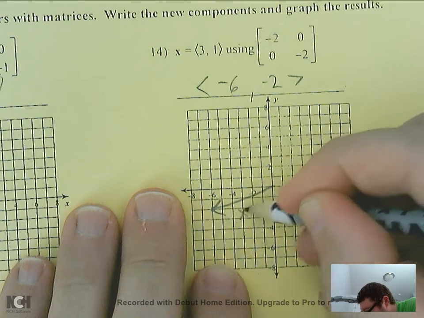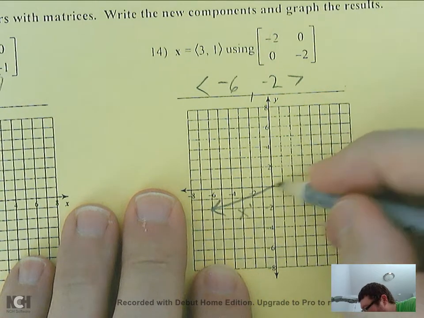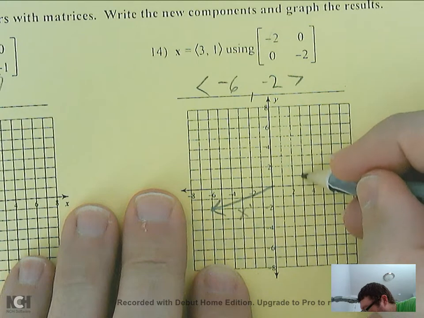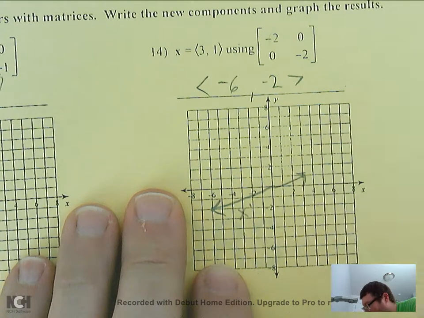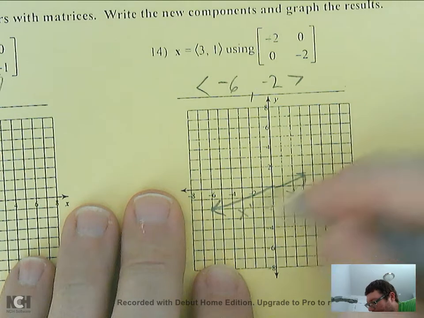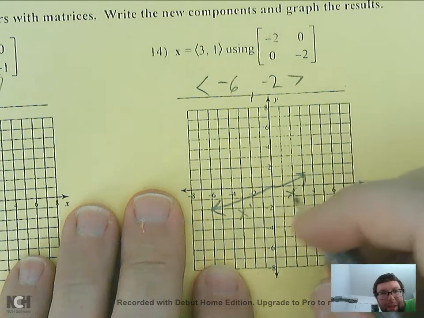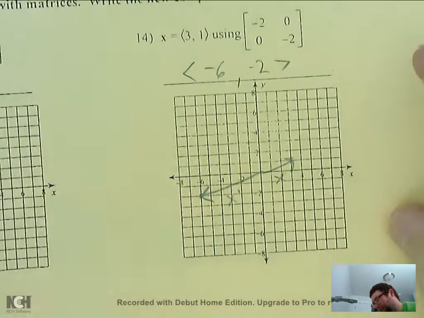That's x prime. The original one was 3, 1. So it was this vector right here, just this little small one. See, it grew and doubled. And then it flipped across the origin, basically.